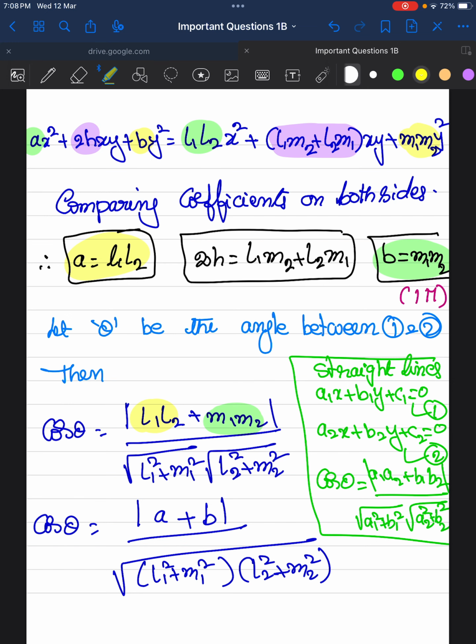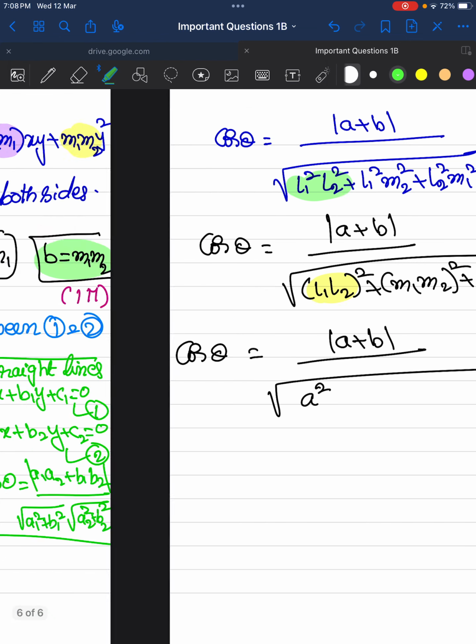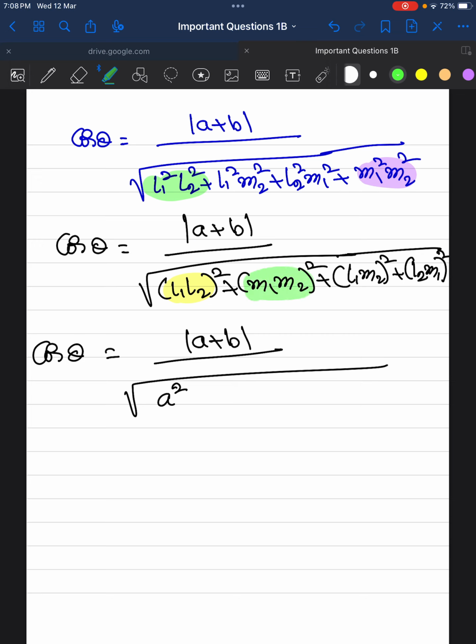A is equal to L1 L2, correct? A is equal to L1 L2. So in this place this can be written as A square. What is M1 M2? All of you check it. What is M1 M2 means? Already we took M1 M2 value as B here. Okay, green color. So here M1 M2 value as B. So this will become B square plus L1 M2 whole square plus L2 M1 whole square.